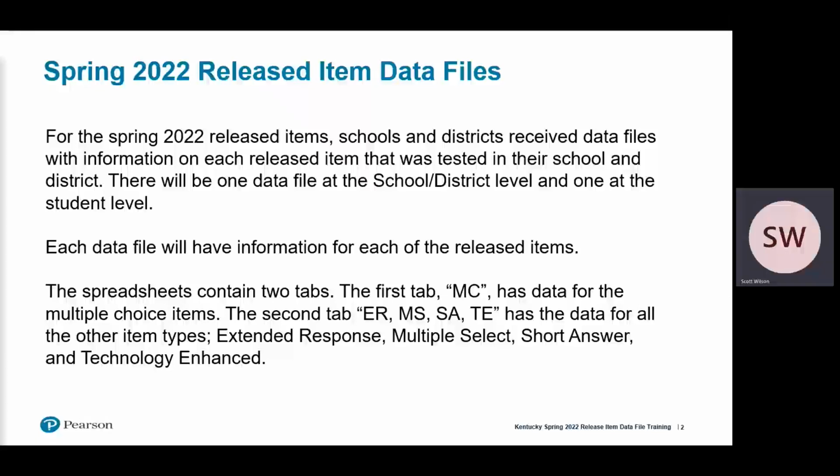There are two spreadsheets. The spreadsheets contain two tabs. The first tab is labeled MC. This has the data for the multiple choice items. The second tab is labeled ER, MS, SA, and TE. This has the data for all the other item types, the extended response, multiple select, short answer, and technology enhanced.